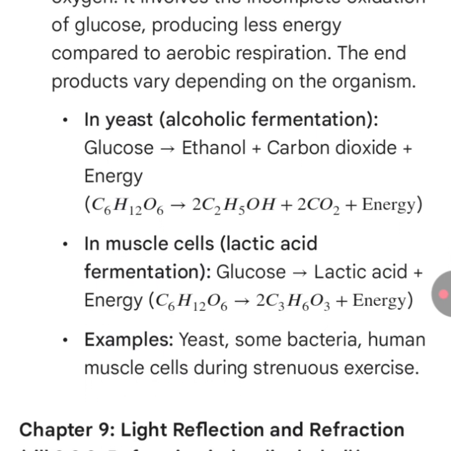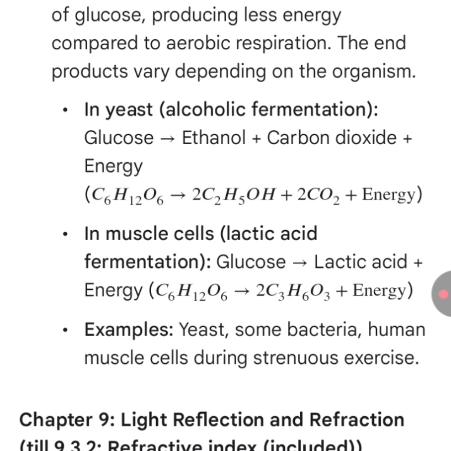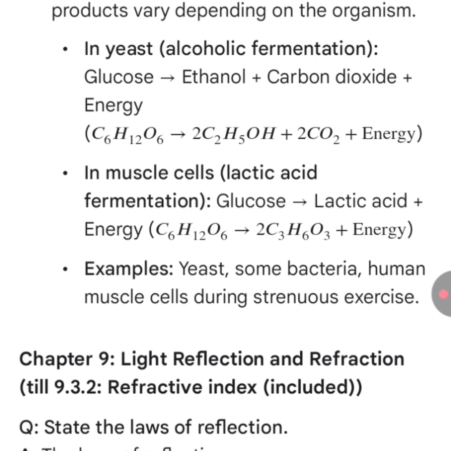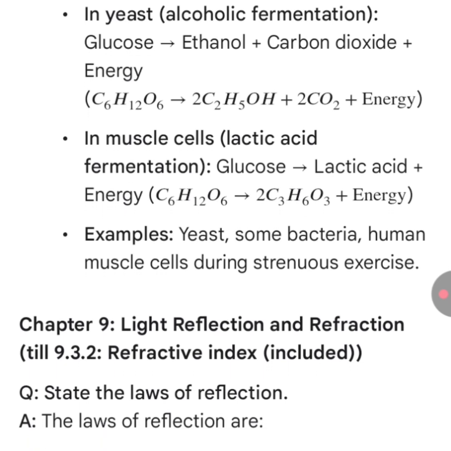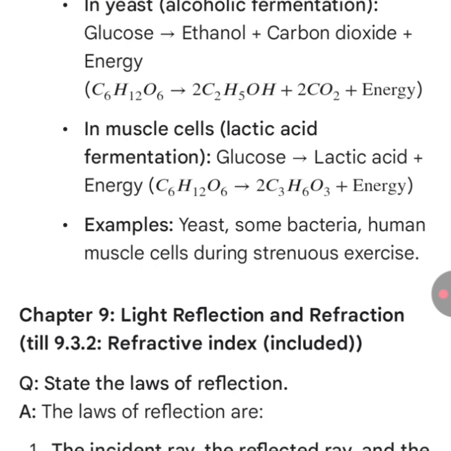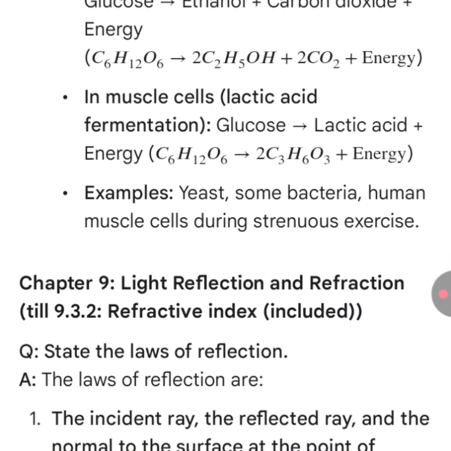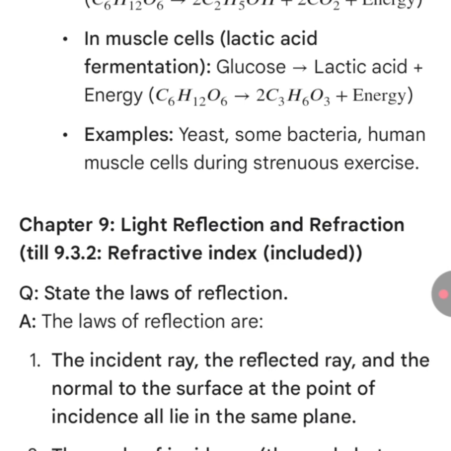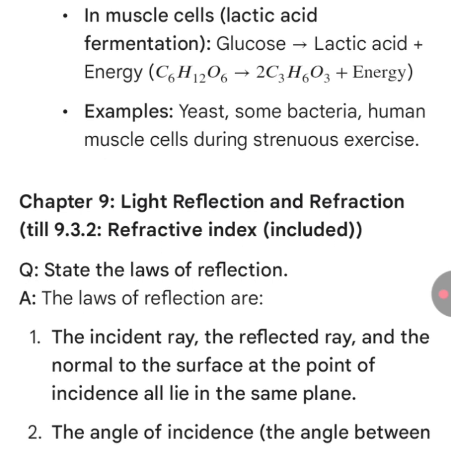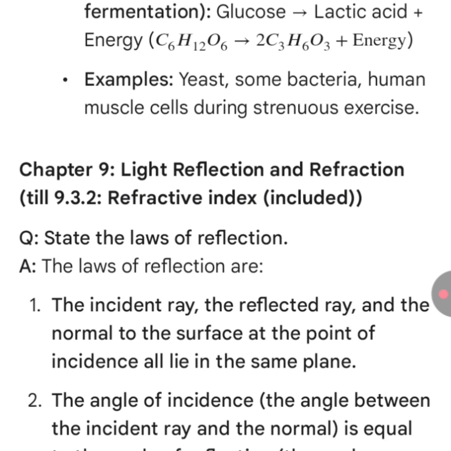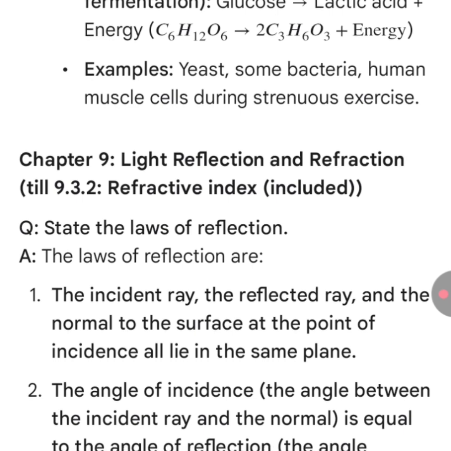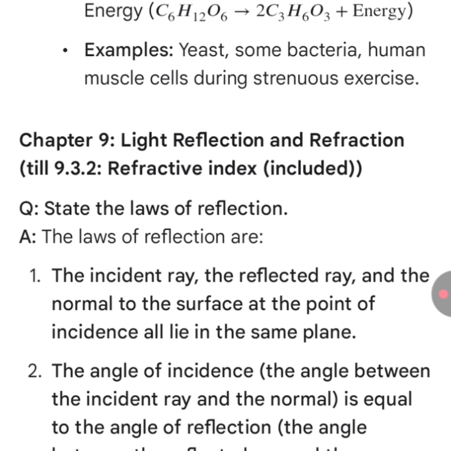The end products vary depending on the organism. In yeast, alcoholic fermentation, glucose right arrow ethanol plus carbon dioxide plus energy, C6H12O6 → 2C2H5OH + 2CO2 + energy. In muscle cells, lactic acid fermentation, glucose right arrow lactic acid plus energy, C6H12O6 → 2C3H6O3 + energy. Examples: yeast, some bacteria, human muscle cells during strenuous exercise.